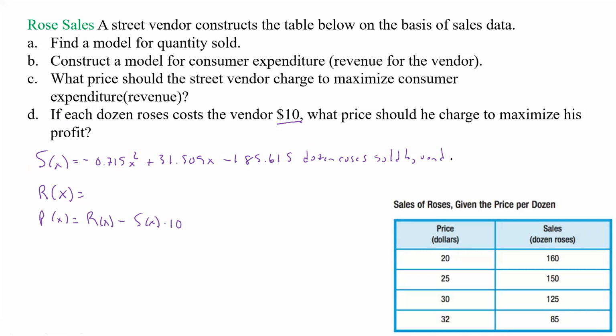And see, what are our restrictions? Our price is from $20 to $32, being the price that it's in that range. Okay. All right. So now, what is R of X?